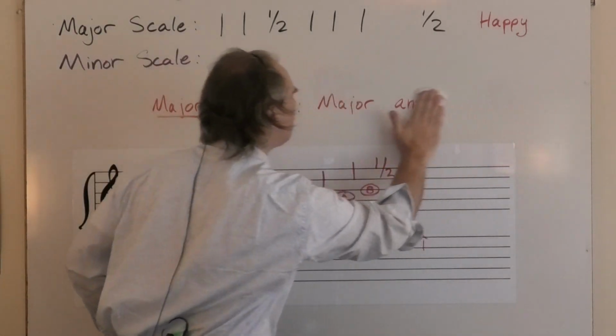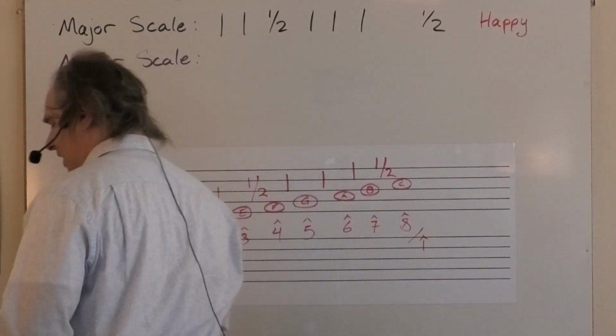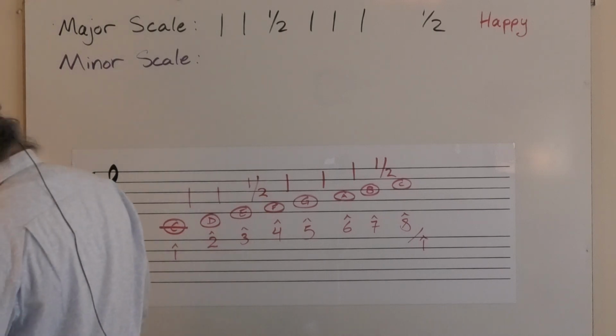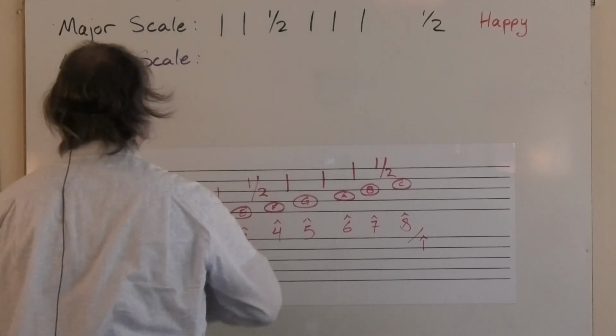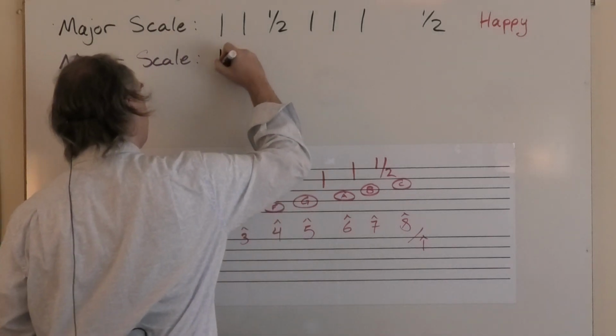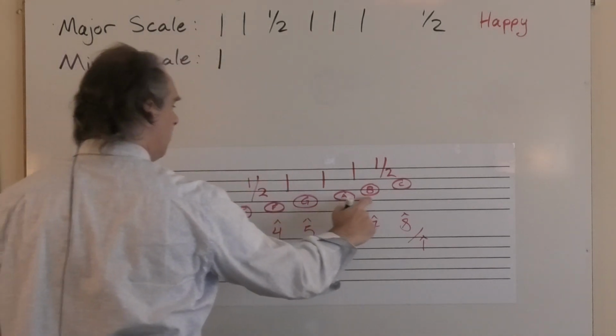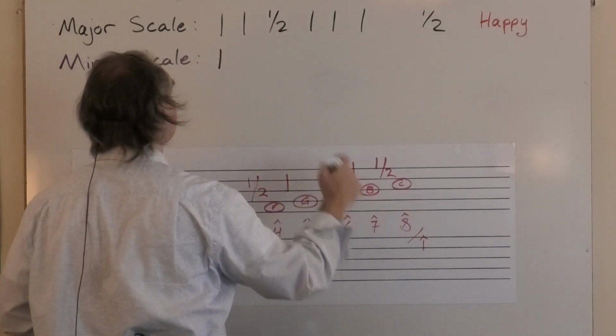Now there's different types of minor scales. So let's look at A minor. From A to B is a whole step. So we have a whole step. And then from B to C, you can see there is a half step.